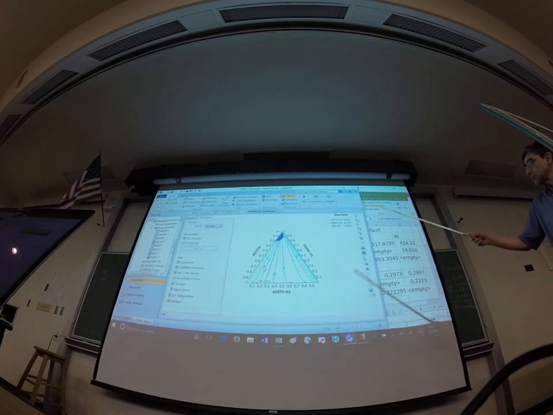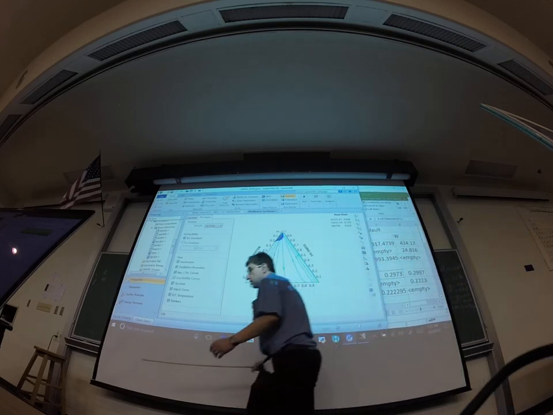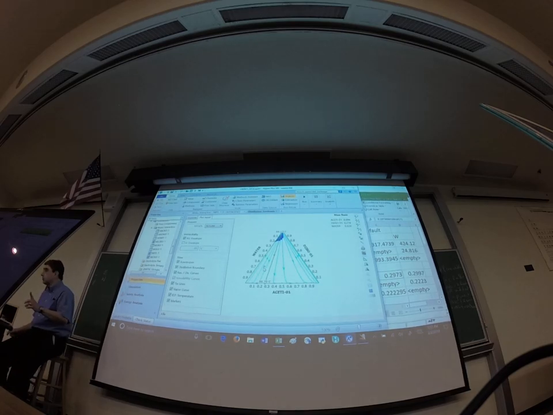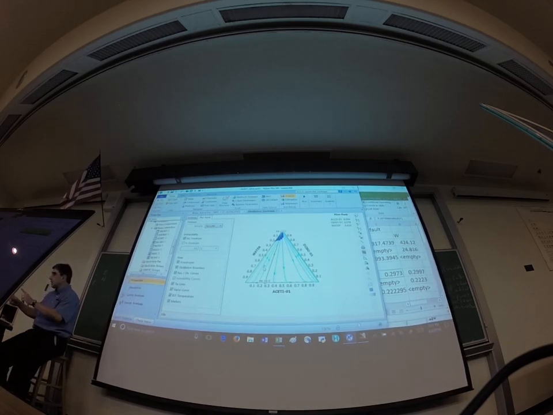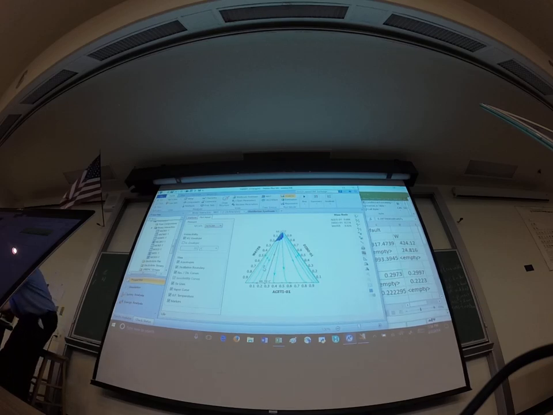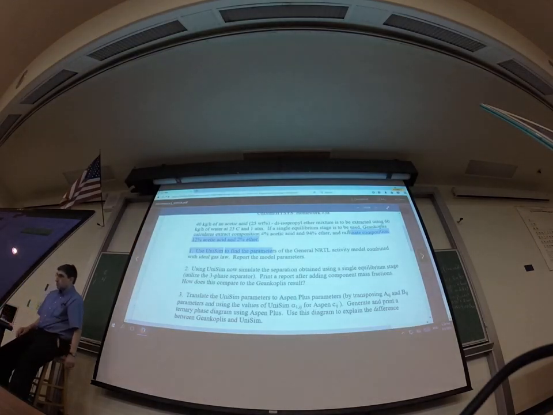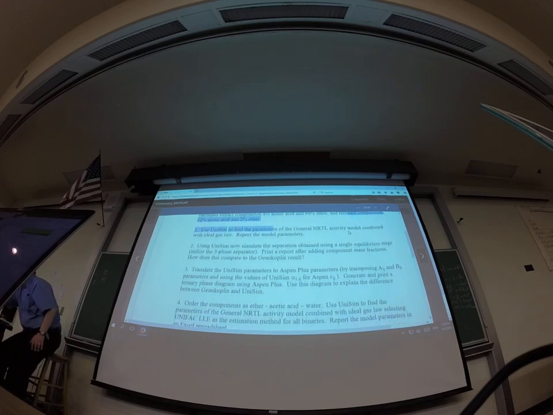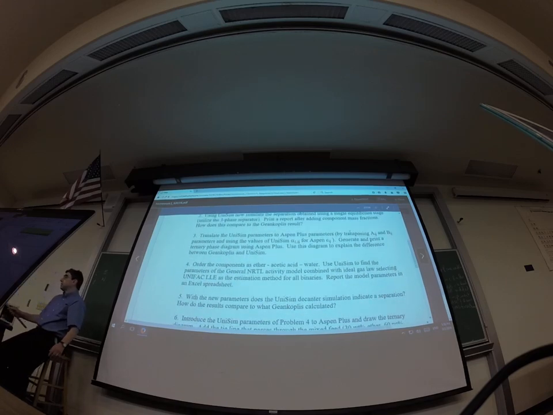Now, we have other choices of parameters. Let's see, wait a minute, because you're doing this as homework. So we translated the parameters to Aspen Plus. Let me quickly go to them. Translate the Unisim parameters to Aspen Plus parameters by transposing Aij and Bij and using the values of Unisim Aij for Aspen Cij. Generate and print a ternary phase diagram using Aspen Plus.